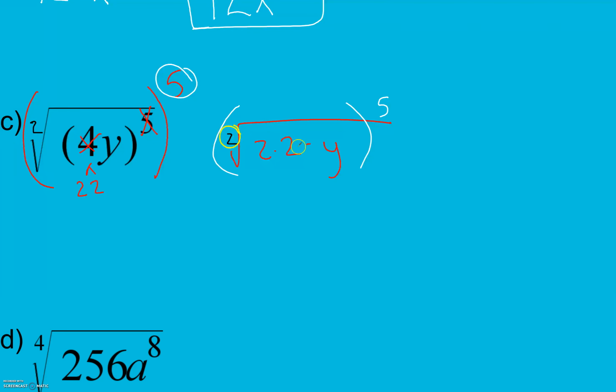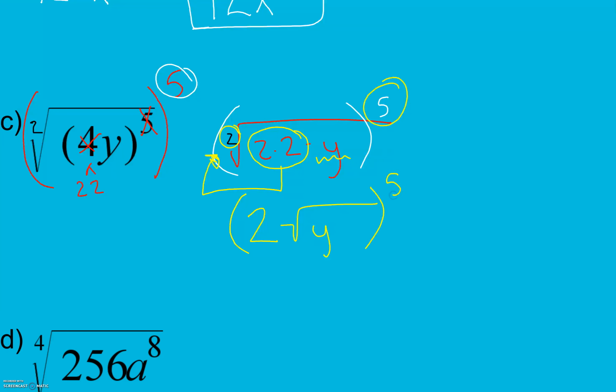I'm going to look for groups of 2 things. Here I have groups of 2. They just happen to be 2s, so they go out of my radical, but still inside my parentheses, and the y that's left stays inside. Keep in mind, this entire thing is still being taken to the 5th power.